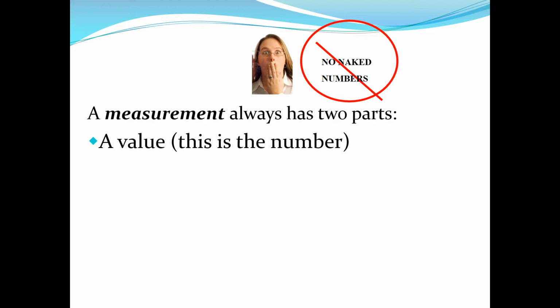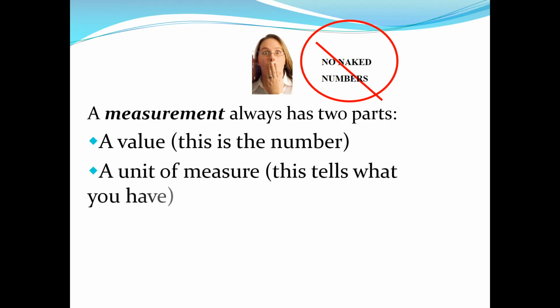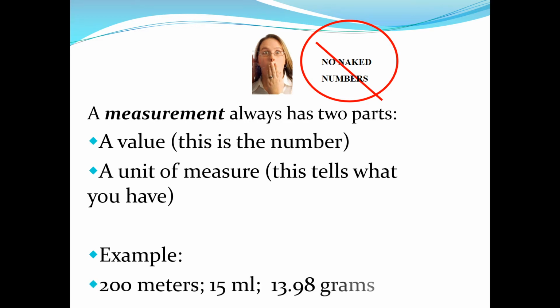The value, this is the number. A unit of measurement, this tells what you have. For example, 20 meters, 200 meters, 15 milliliters, 13.98 grams.